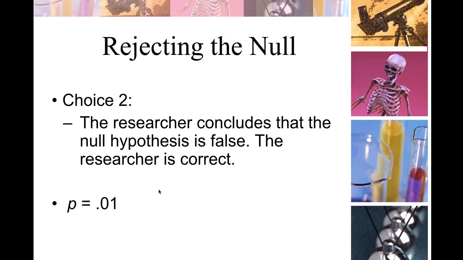Choice 2, the researcher concludes that the null hypothesis is false and you're correct. So you get a p-value of 0.01, which shows that there's a 99% chance that there are differences between groups, that the null hypothesis is false, that therapy A really is better than therapy B. You have a party, you get your paper published because you showed a difference. You climb up that mountain and the old wise man says, yes, you were correct. Therapy A, if you give it to everybody in the world, would be more helpful than therapy B. Great job. You're a great researcher.